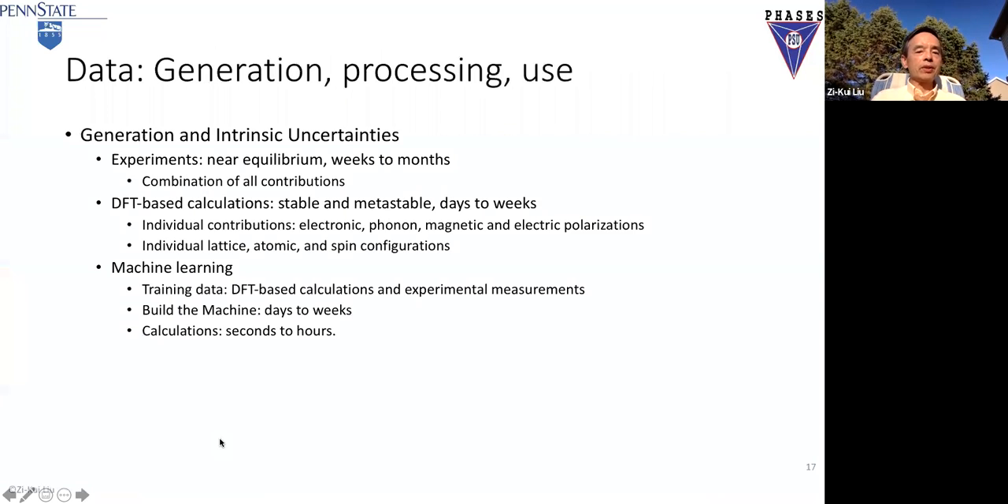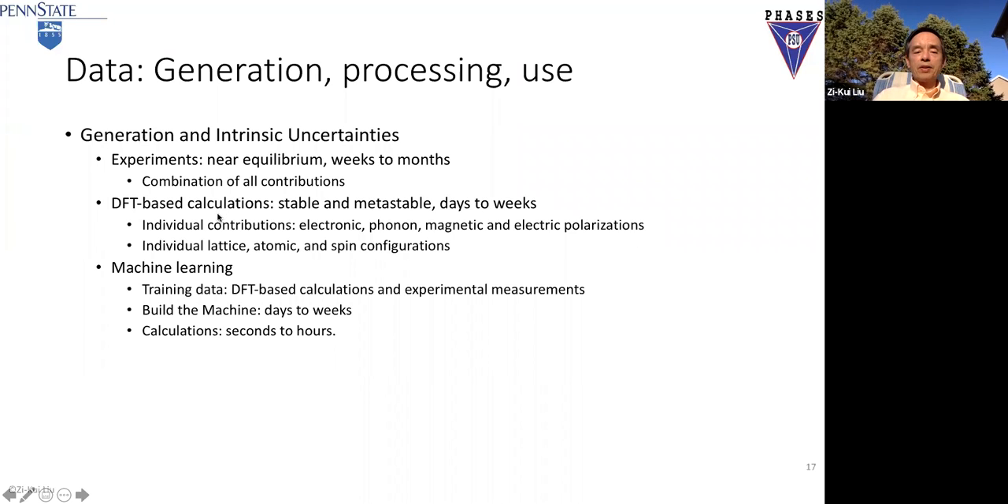So generation of data, of course, mostly comes from experiment. The experiment takes a long time, weeks to months, and also is very close to equilibrium. Okay? And also when you measure it, you combine all the factors, all the contributions, into your data.